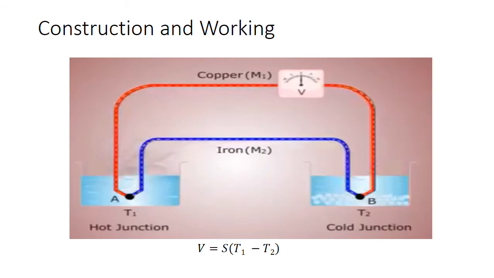As said earlier, according to the Seebeck effect, whenever the junctions of the two bodies are maintained at two different temperatures, an EMF is generated, right? So here we have two junctions A and B, and they are maintained at two different temperatures.